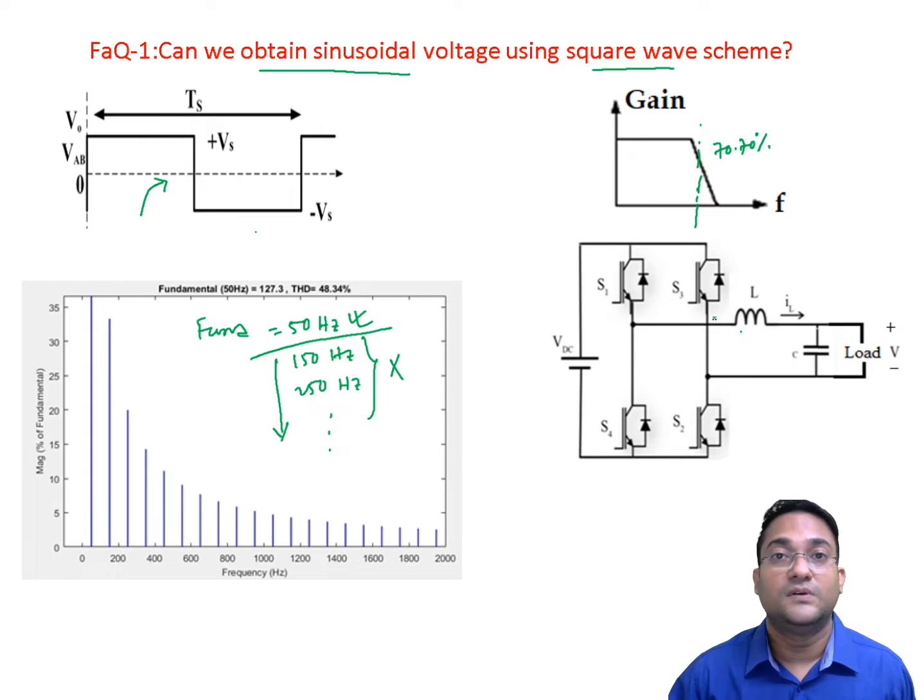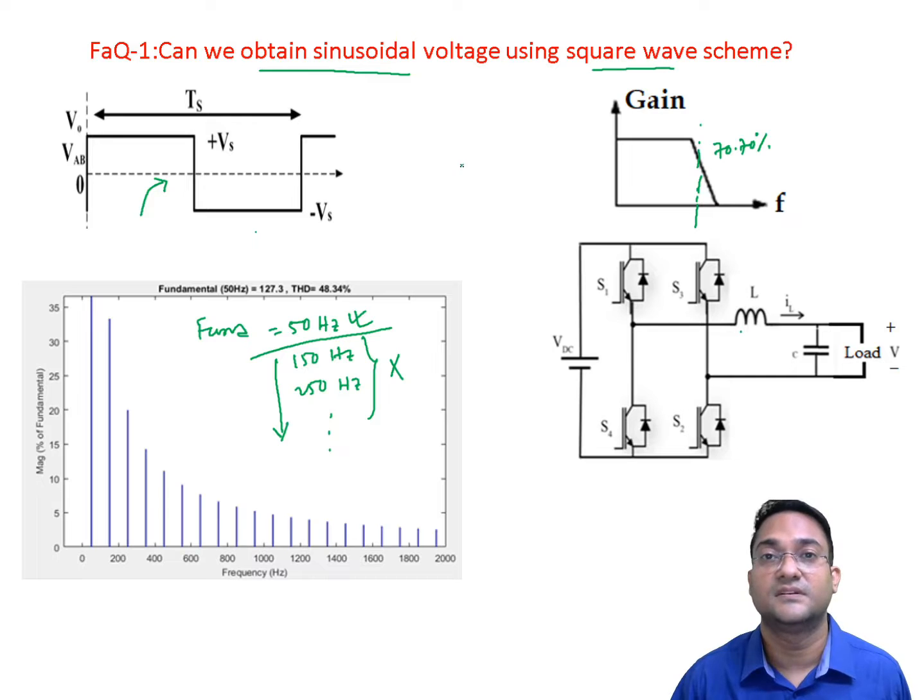Remember, we don't want to use any resistance in the filter, because resistance will attract more losses, and one of the major goals of a power electronic solution is that we want to design an efficient solution. So we don't want to put any resistance unless it is absolutely mandatory. So for a filter, resistance is not mandatory. We can design the filter using an inductor and a capacitor, and that's what we are going to do.